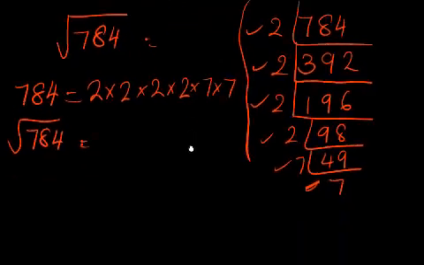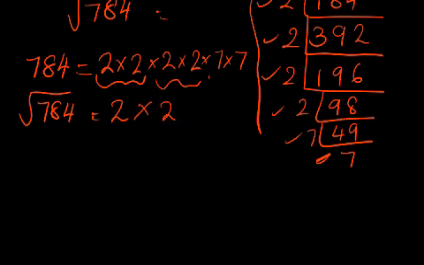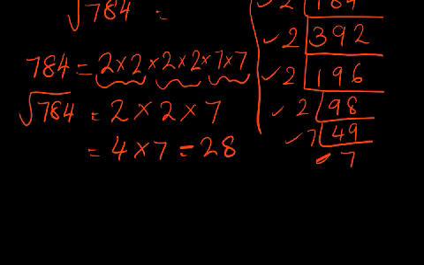The number 784 is equal to 2 into 2 into 2 into 2 into 7 into 7. So when you take the square root, from each pair you can take only one number. From a pair of 2's, we can take only one 2. Again, from a pair of 2's, we can take only one. Then next is a pair of 7's, so you can take one 7. So the answer is 2 into 2, 4. 4 into 7 is equal to 28. The root of 784 is equal to 28.